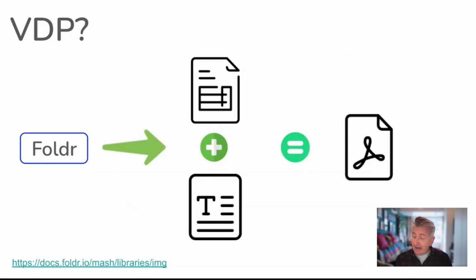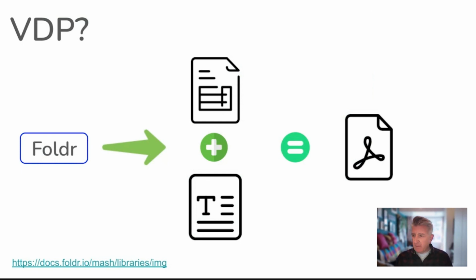Variable data printing, I'm going to use this, or variable data production, I think is probably a more accurate term, just to give you an idea of the type of thing we're talking about. So what we're talking about is Foldr having a piece of text or a text file or a piece of data and a template for a document, putting one over the top of the other in a nice location and firing it out to another file, an image file, a PDF or something like this.